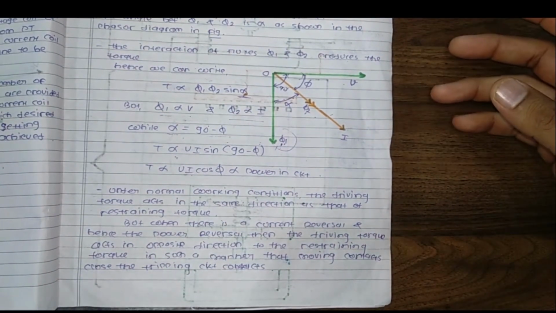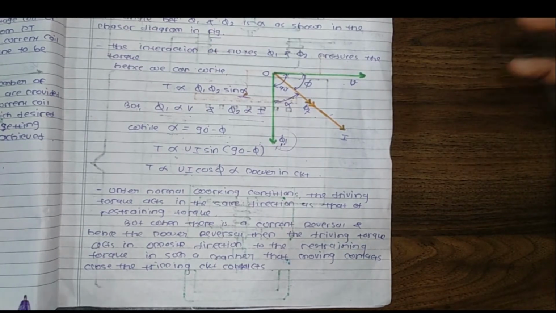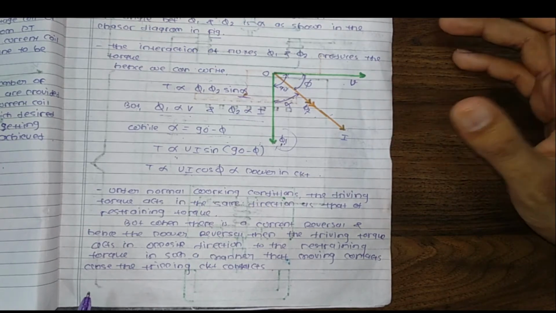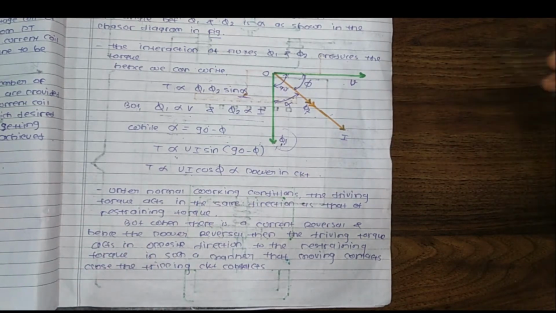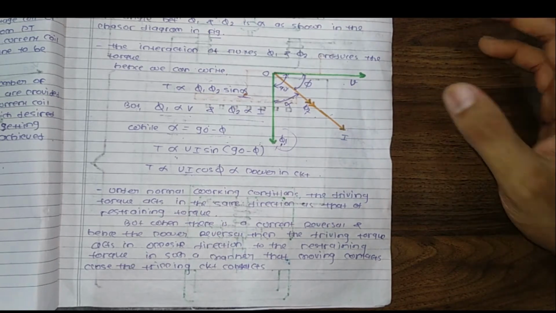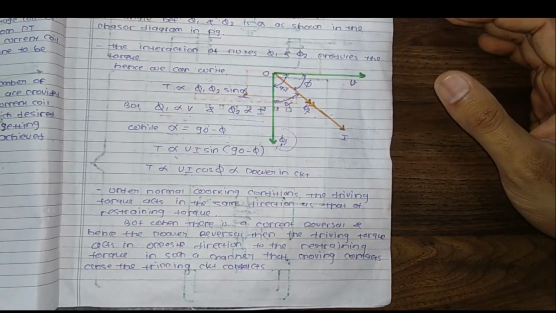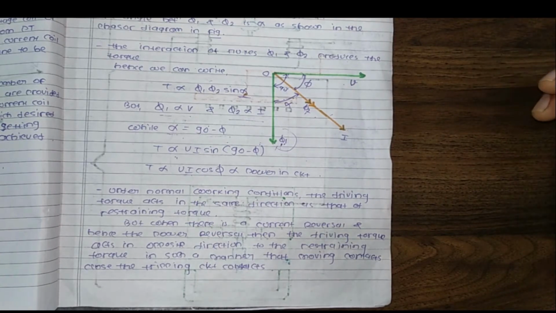Fine, so under normal condition, the driving torque acts in the same direction as that of the restraining torque. But when there is a current reversal and hence the power reversal, then the driving torque acts in opposite direction to the restraining torque in such a manner that moving contacts close the tripping circuit. So this is all about the directional power relay. So this relay is used for providing the reverse power protection to synchronous machine, and the relay can be single phase or three phase also.